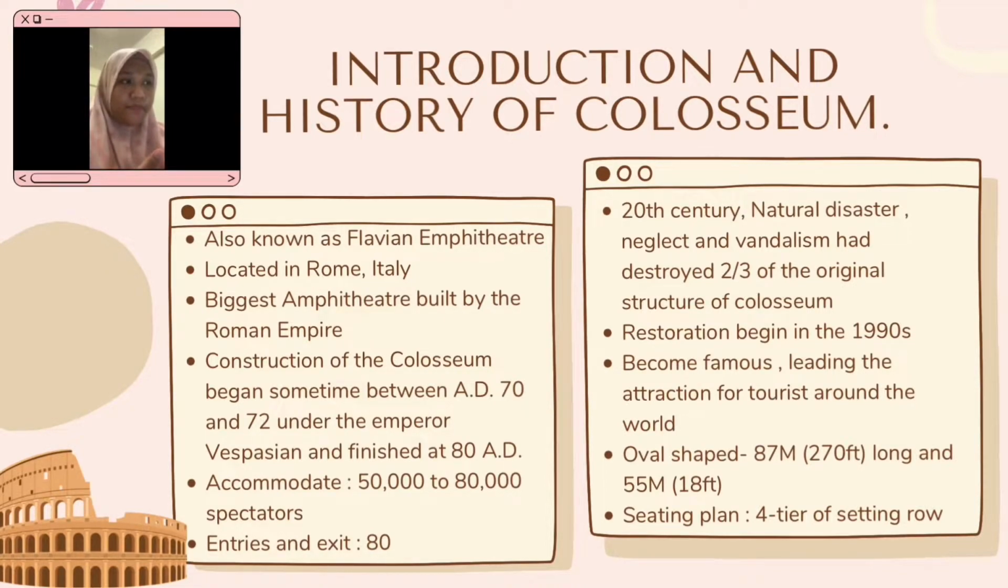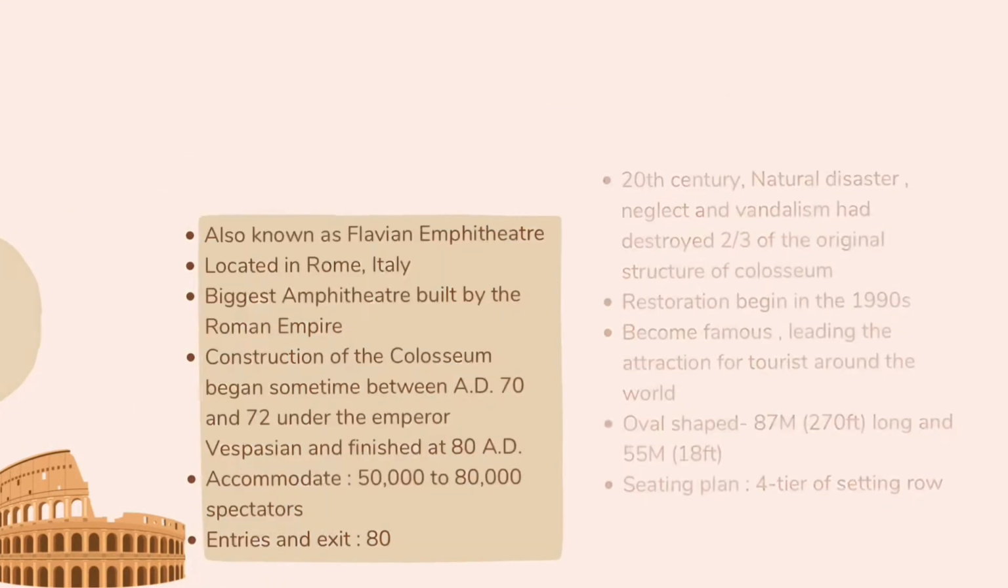Natural disasters, neglect and vandalism had destroyed two-thirds of the original structure of the Coliseum. Restoration began in the 1990s. The Coliseum became famous, a leading attraction for tourists around the world. Its oval shape is 188.7 meters long and 155 meters wide.